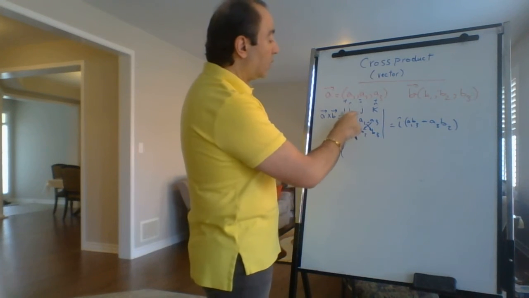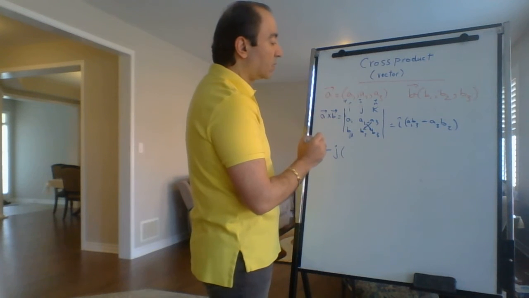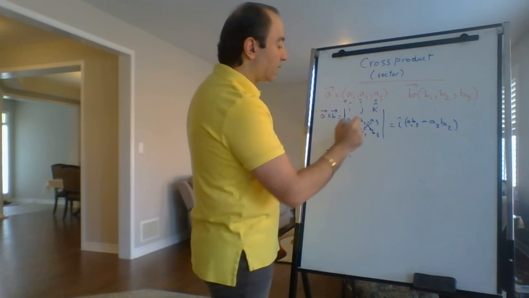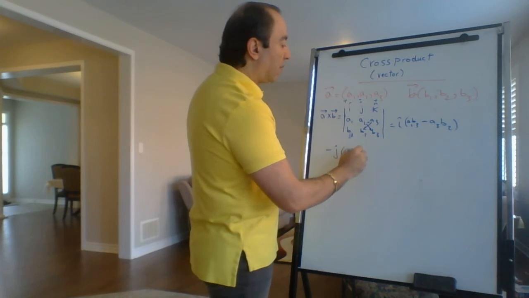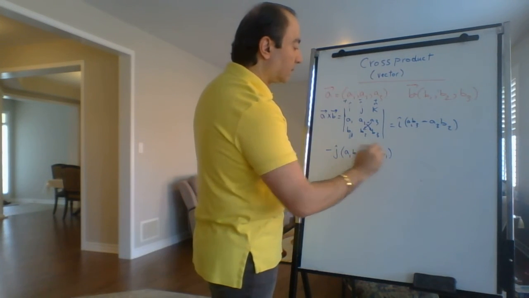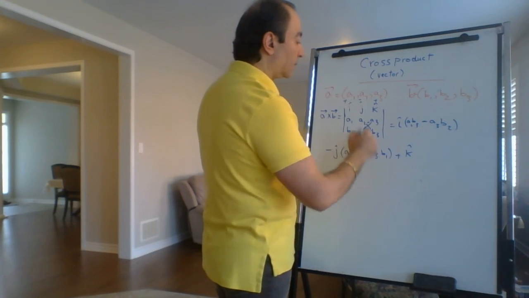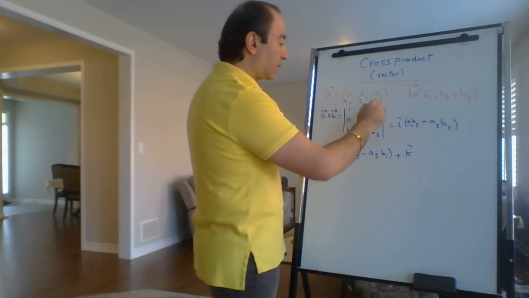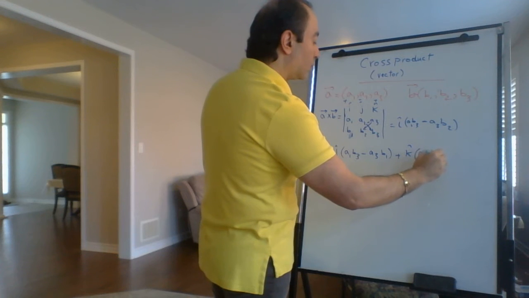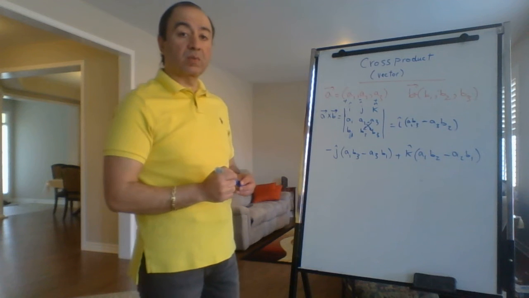Okay? Now minus J. I will forget about the row and the column that has J. Now I will go from the top left, so A1 times B3 minus A3 times B1. Then I will do plus K. I ignore the column and the row that has K, so now from the top left, A1 B2 minus A2 B1. This is how we do the cross product.